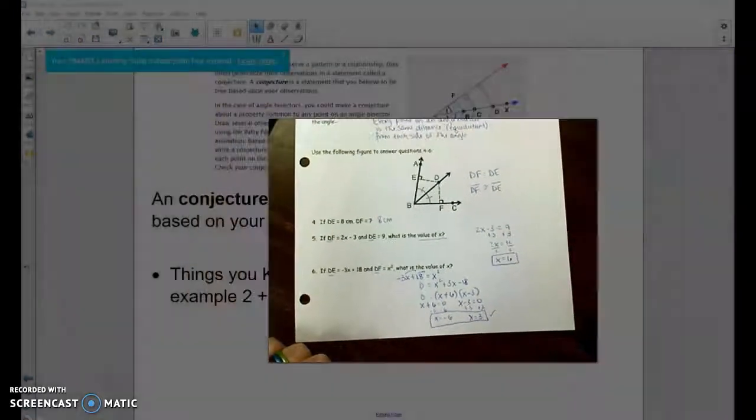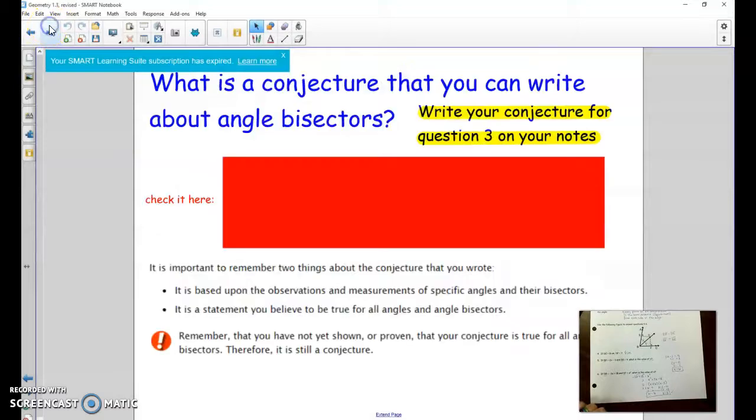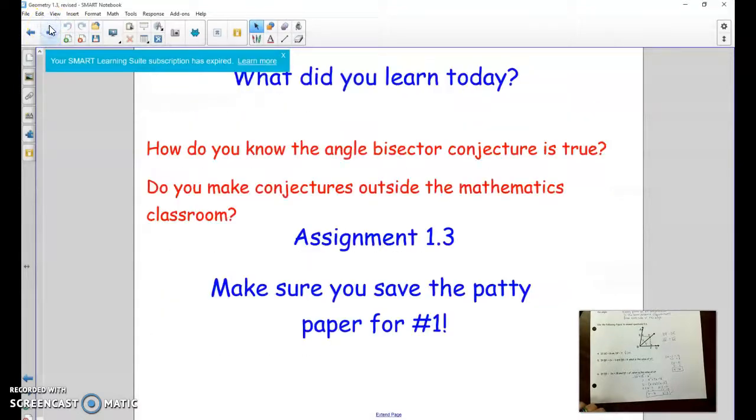Okay, so just to wrap us up here, remember our angle bisector solution or conjecture is just a conjecture at this point until we prove it. It is not a theorem. It's just a conjecture. And you make conjectures outside the mathematics classroom all the time. Remember, they're just statements you believe to be true based on your observations.